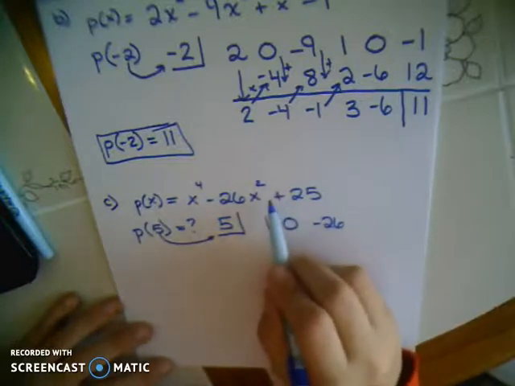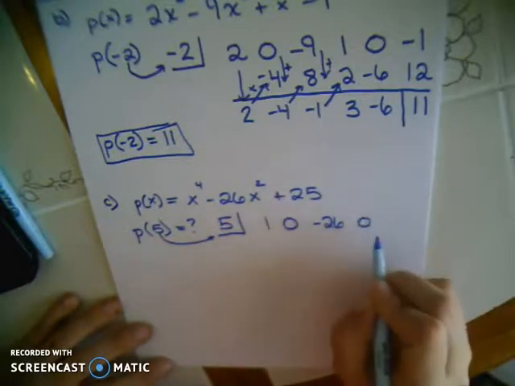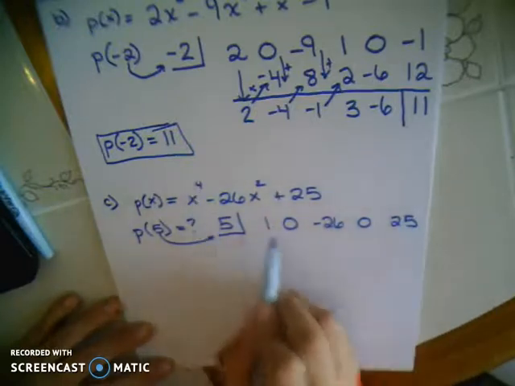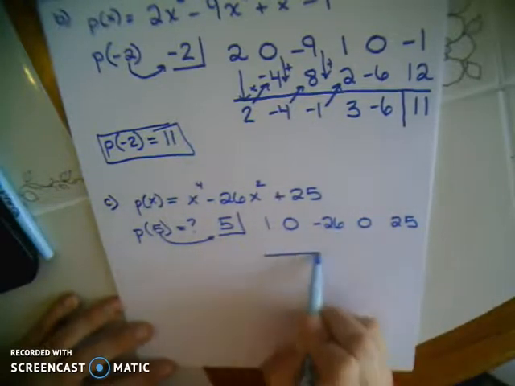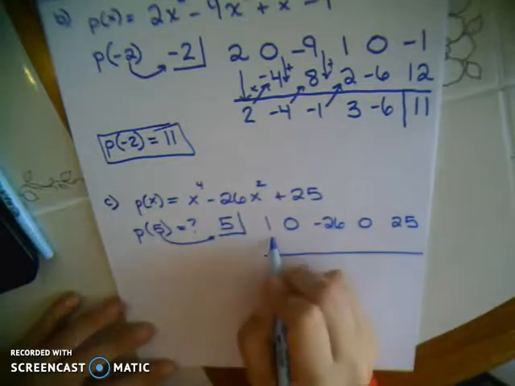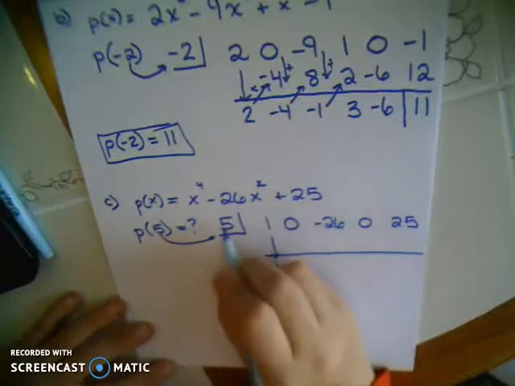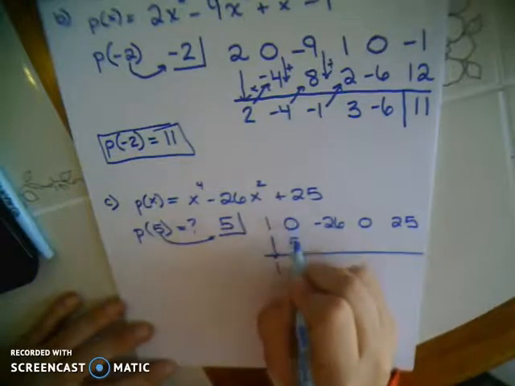X, just my linear x, is missing. It has a coefficient of 0. And then my constant is 25. So power of 4, 5 coefficients. And then we're going to work our synthetic division. First number comes straight down, and then we multiply. 1 times 5 is 5, and then we add.